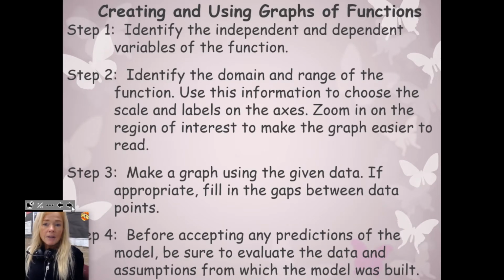All right, so if you're creating a graph, first you're going to want to identify the independent and dependent variables of the function. Then you want to identify the domain and the range of the function. So that's so that you can put the independent variable on the bottom, and you can set your units of the domain. And then your range, you want to figure out what that dependent variable is, and put those on the vertical axis. And you need to figure out what the units are and where it starts and where it ends. So use the information to choose your scales and your labels on the axes, and then zoom in on the region of interest to make the graph easier to read.